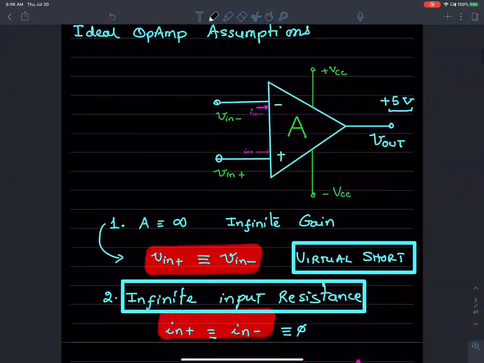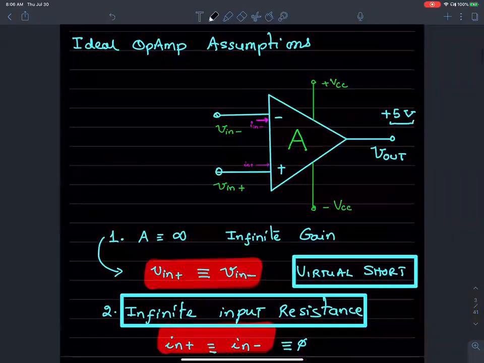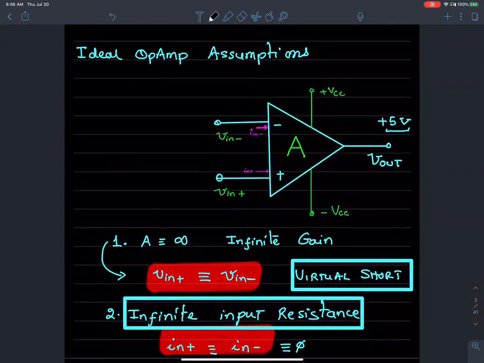Okay, and then we talked about ideal op-amp assumptions. These are very, very important for this course. I don't care if you have them tattooed on your head or on your forearm or write them down in your notes, it does not matter. The important thing is that you should know this back and forth.